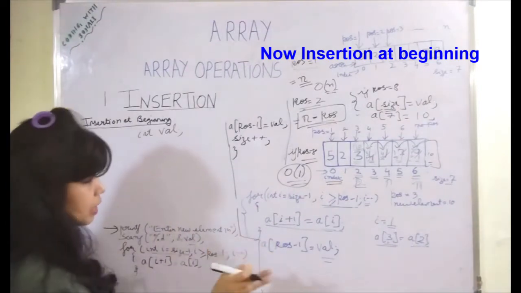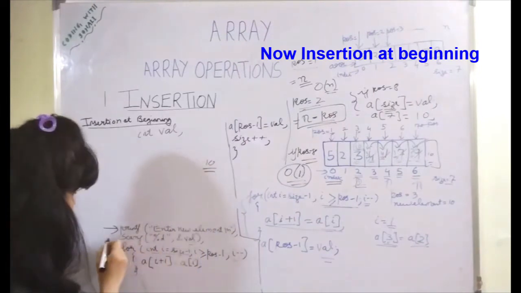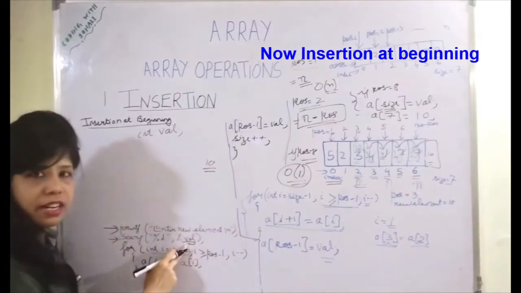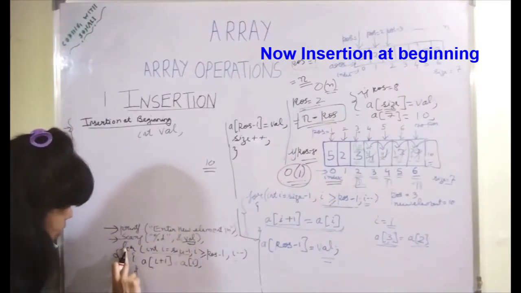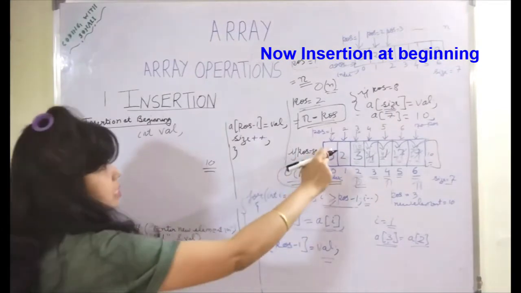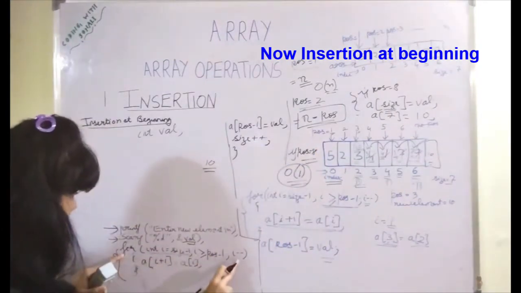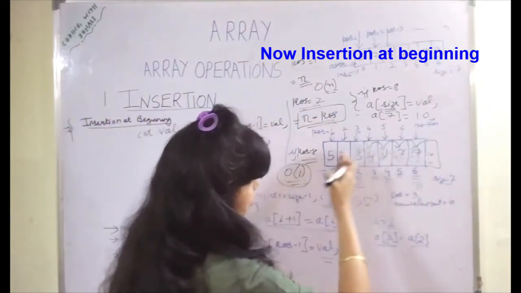So if the user gives the new element as 10, we will accept it with scanf. We will take that 10 and store it at the address of val. Then what modification is required in this for loop? Now since we know that we will be inserting at position 1, and this loop was starting from where it was, we know that we have to do shifts from n to the position.